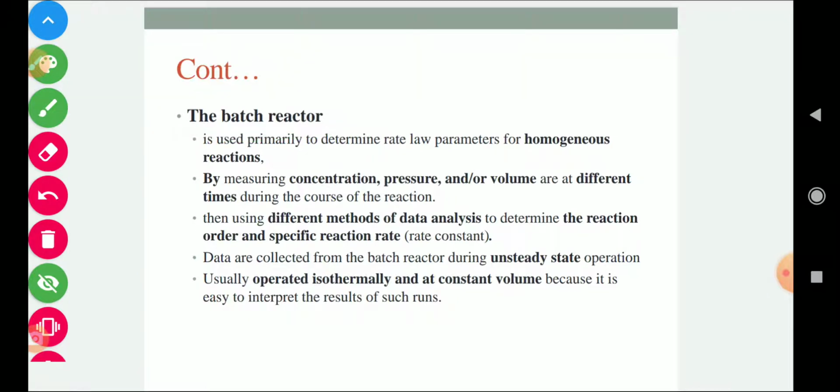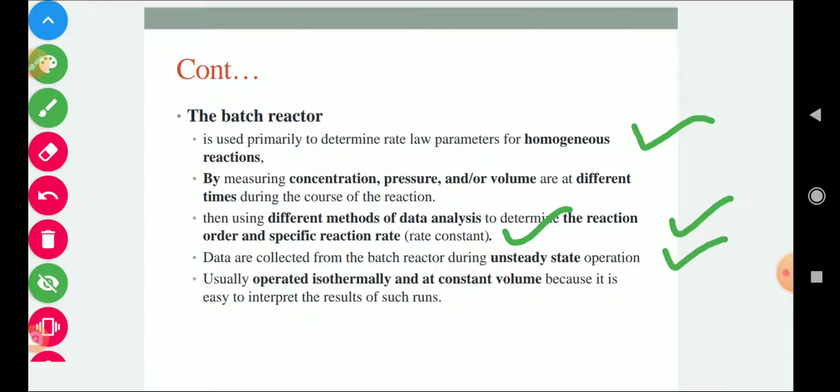So batch reactors are primarily used to determine rate law parameters for homogeneous reactions by measuring concentration, pressure or volume at different times during the course of the reaction. Then, using different methods of data analysis, we determine the reaction order and rate constant. Data are collected from a batch reactor during unsteady state operation, because a batch reactor is an unsteady state reactor.